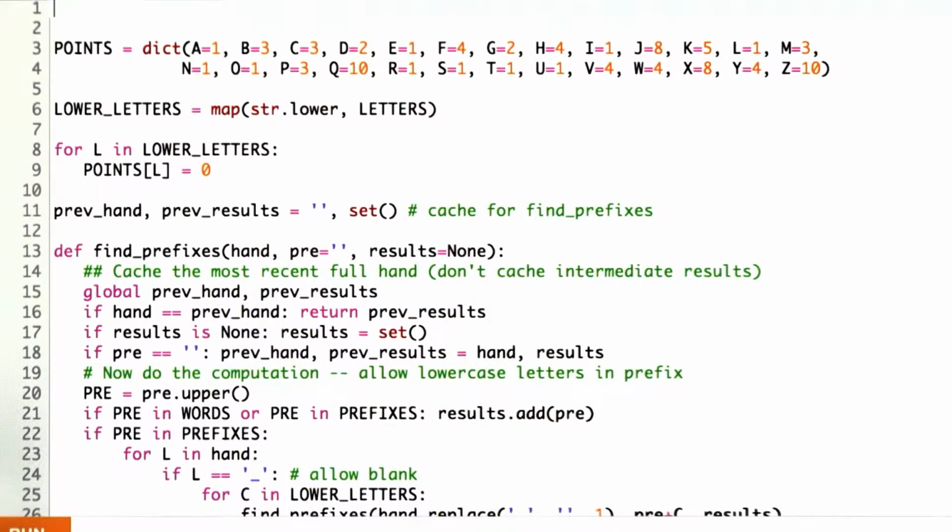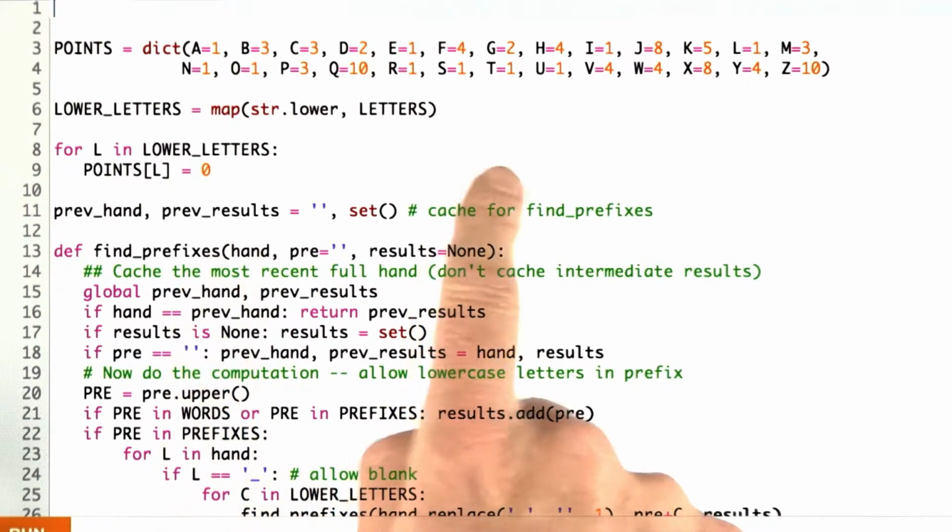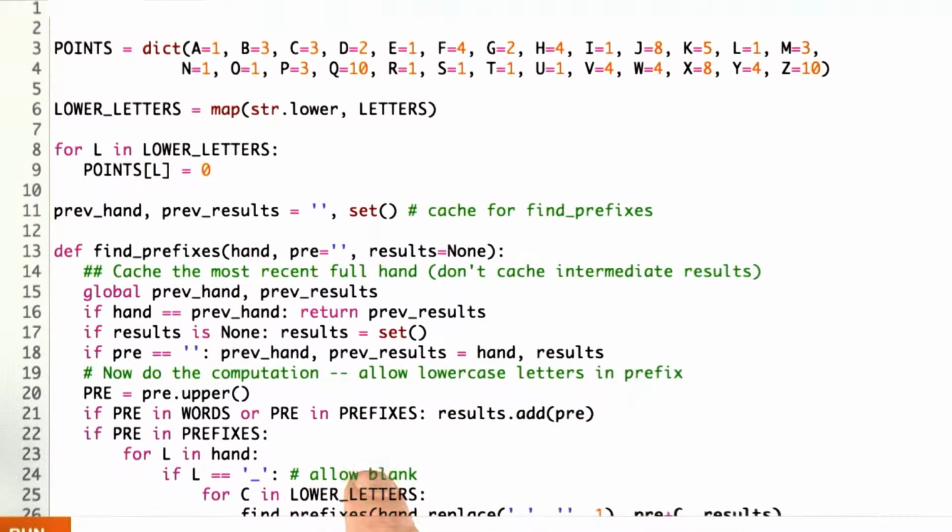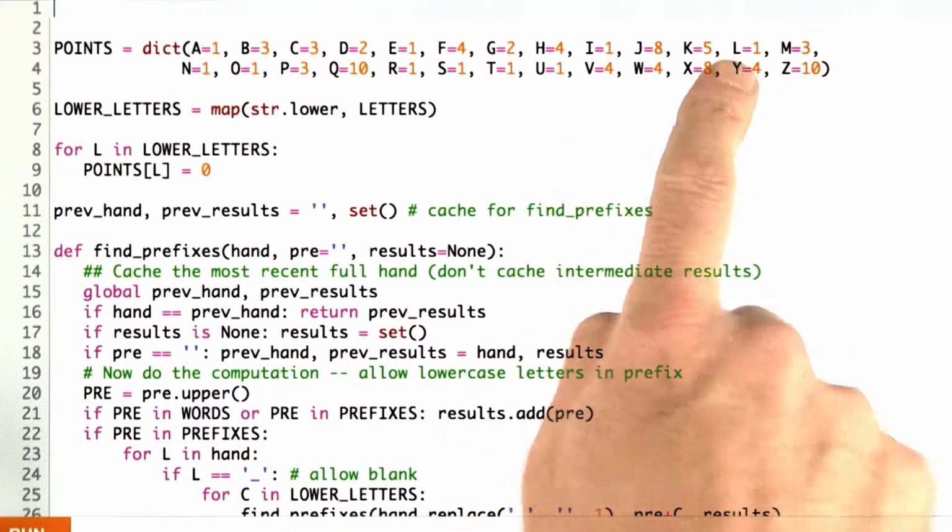Here's my solution to the blanks problem. What I've decided is I'm going to represent blank tiles by the lowercase letter as long as I can, and keep it in there up to the moment when I place them on the board. Here's the list of points that we had before.